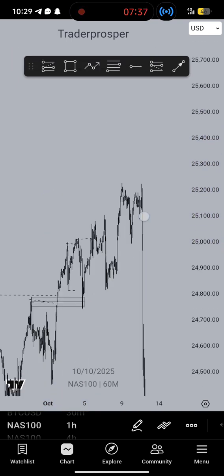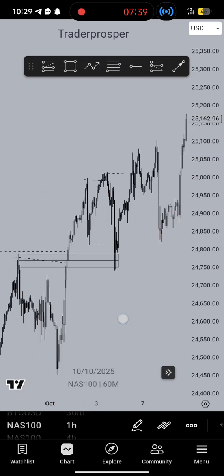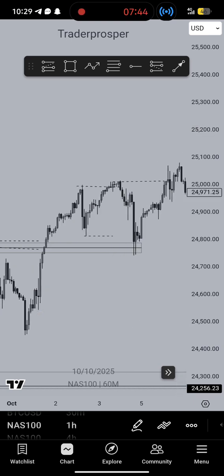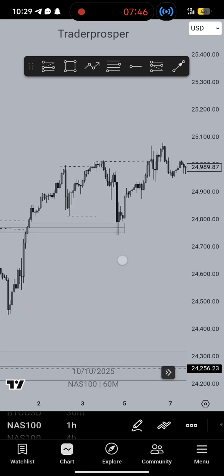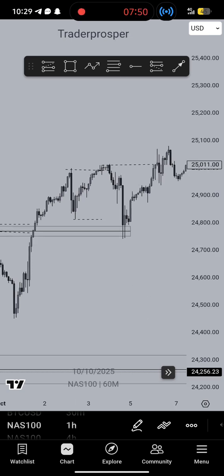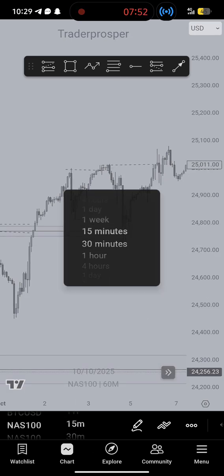Let me delete this guy. Since market is done with the pullback and is respecting this zone, you can see the rejections here. So there is nothing clear on the 1 hour. So I move to the 15 minutes.